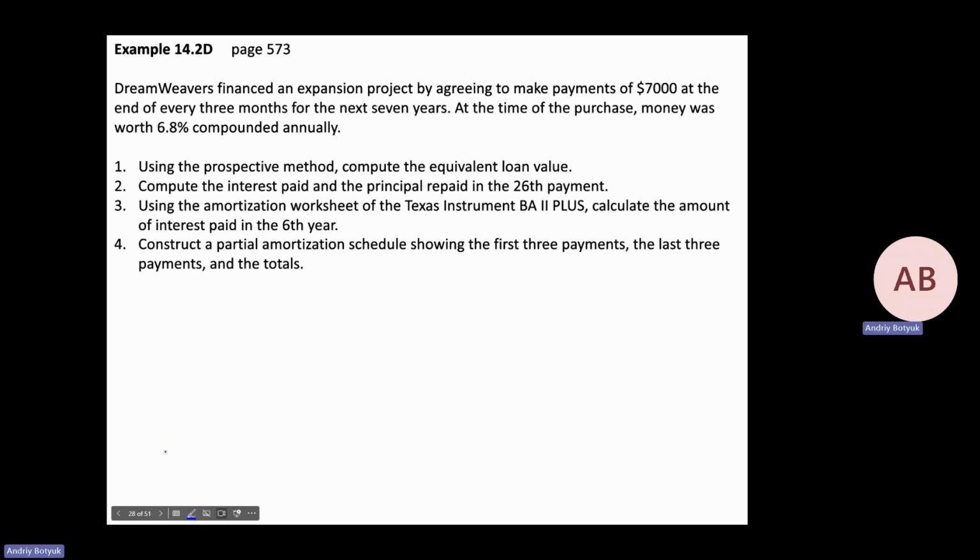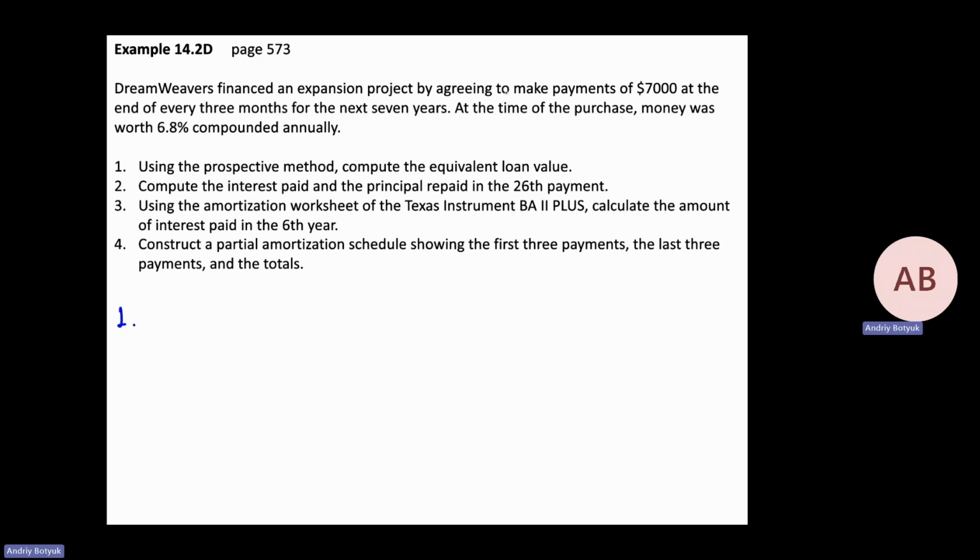Dreamweavers financed an expansion project by agreeing to make payments of 7,000 at the end of every 3 months for the next 7 years. At the time of the purchase, money was worth 6.8% compounded annually. Using the prospective method, compute the equivalent loan value. Well, okay, it means they want us to use the formula, right? The prospective method means the present value of unpaid payments, right? And it happens that all payments here are unpaid, because we're looking for the cash value.